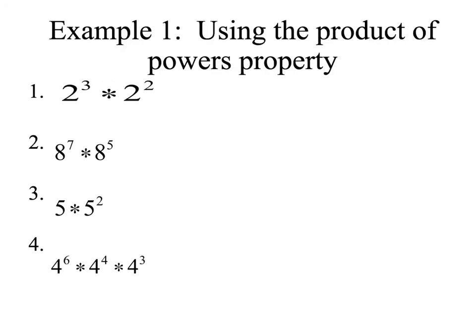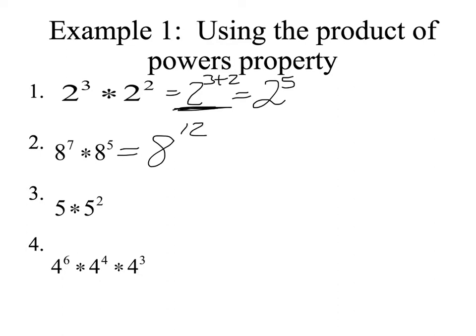Looking at the first one, 2 to the 3rd times 2 squared. Our bases are the same, so we keep the base and add the exponents, and get 2 to the 5th. Now if you can add 3 plus 2 in your head, you don't necessarily have to write this middle step, but for right now, I just wanted to show you what was going on. In number 2, we keep our base of 8, and 7 plus 5 is 12, giving me 8 to the 12th power.